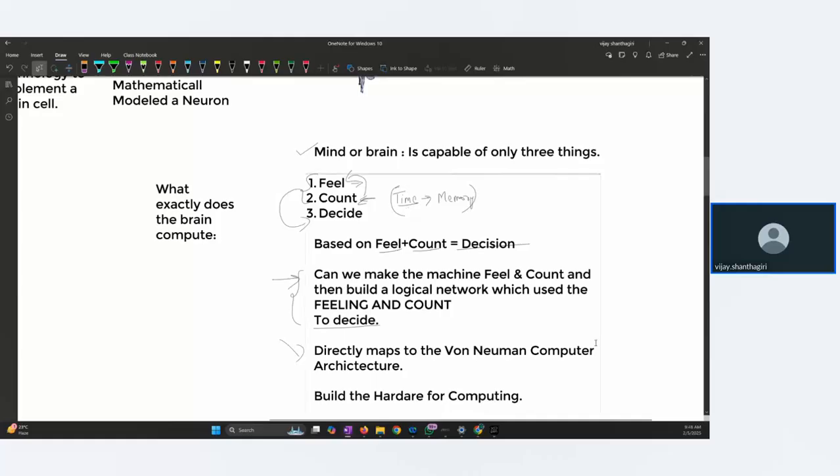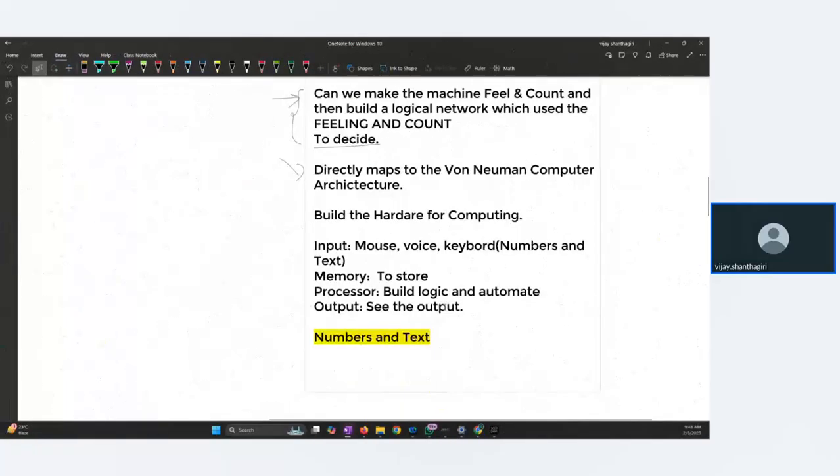That was what they did: build a hardware for computing, and then you have input, mouse, voice, keyboard, numbers, and text, memory to store, processor to build logic and automate, output to see output. That's it. This is the whole thing. This is where all the programming goes in. This is where all the programs get stored.